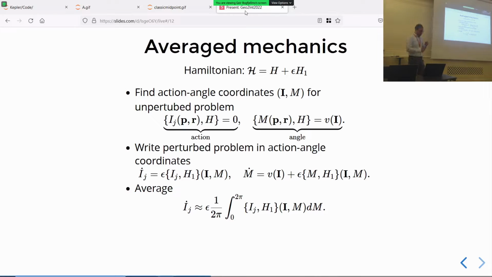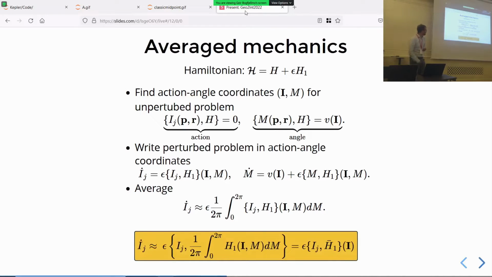And then I would like to write it in such a way that on these I's I know how to do symplectic integration. So this is the averaged mechanics of the I's, and due to the linearity of the bracket, I can move this integral inside, and then you essentially get the average of this perturbation along an orbit.